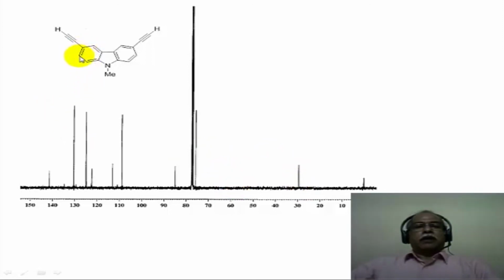Finally, you have the aromatic carbons, 6 carbons. All the 6 carbons are seen because the aromatic ring does not have any kind of symmetry. As a result of that, all the 6 carbons show up as separate peaks, out of which 3 of them are quaternary carbons and 3 of them are CH carbons, which are very clearly identified from the intensity profile of the spectrum.